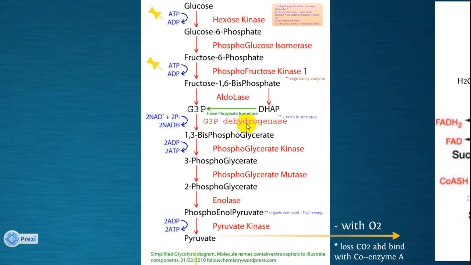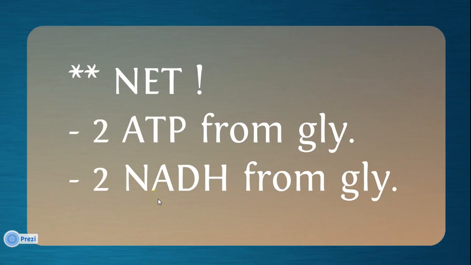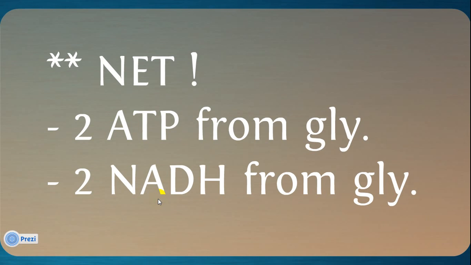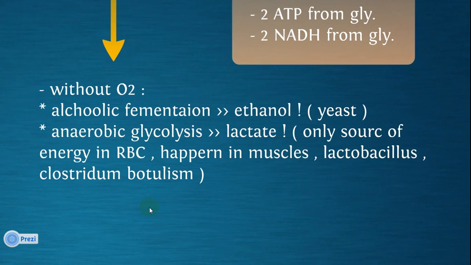Now let's see. The pyruvate at the end of the reaction has two fates: either in the presence of oxygen or in the absence of oxygen. We will see them in a second, but I need to focus on the net result of this pathway. The net result of this pathway is 2 ATP and 2 NADH.